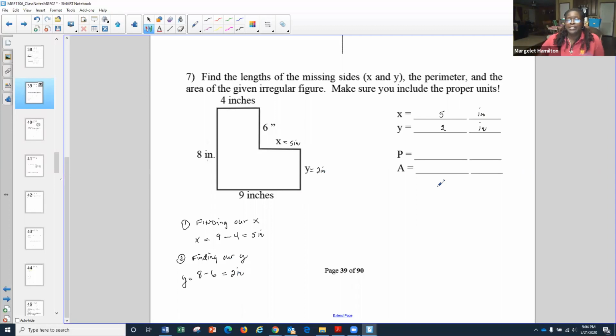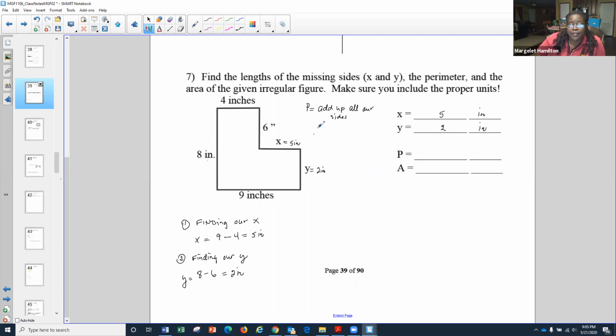So a lot of it is common sense, thinking about it. They give you all you need to know in the figure in order to find the missing pieces. Now that we have all our missing pieces, we can move into finding our perimeter and our area. Now remember that for our perimeter, we're going to add up all our sides.